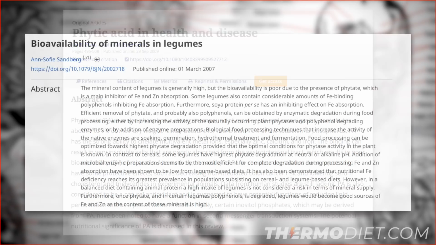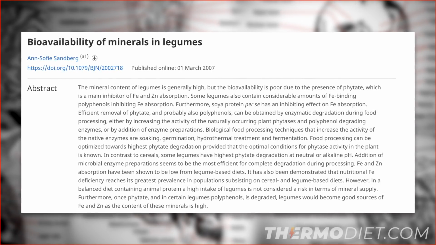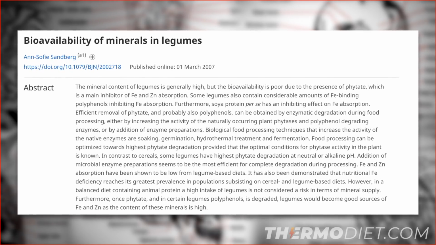This study right here states that the bioavailability of minerals in legumes is actually really bad because of the high amount of phytic acid. So that just debunks the whole concept that a lot of people say, oh, you should eat legumes, you should eat beans because they're super healthy and contain lots of minerals. Well, they might contain the minerals, but they also contain so much phytic acid that you can't get access to the minerals.